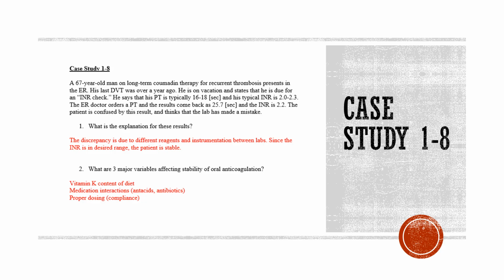Okay, we are back with case study 1-8. So we're looking at our 67-year-old man who's on long-term Coumadin therapy, and he's on vacation. Good for him. He says his PT is usually 16 to 18 seconds and his typical INR is 2.0 to 2.3. The doctor orders the PT and the result is 25.7 seconds, which is markedly more elevated than the 16.8 that the patient is used to having. But you'll notice the INR is 2.2, which falls right into our patient's INR range. Patient is confused by his results and thinks that the lab has made a mistake.